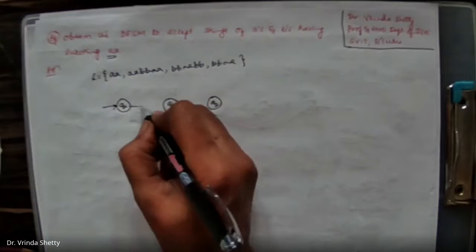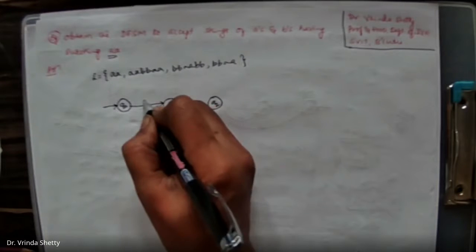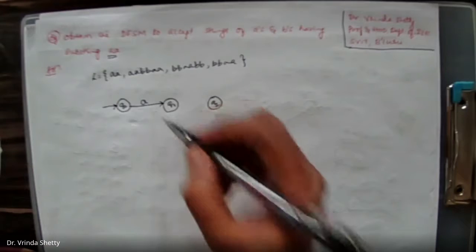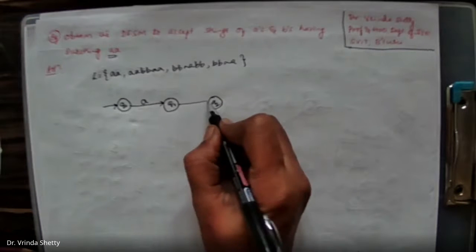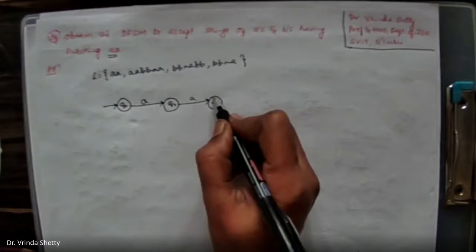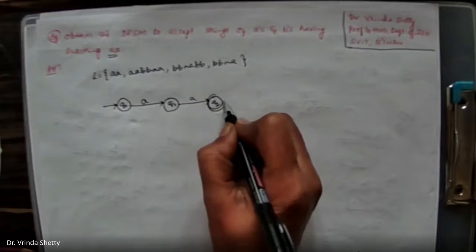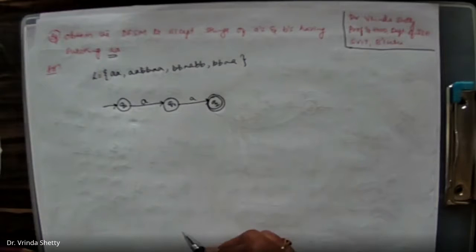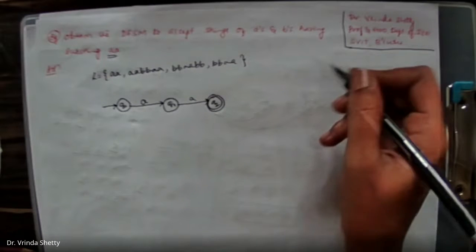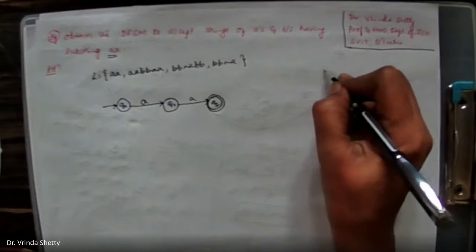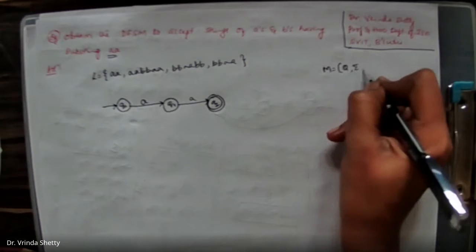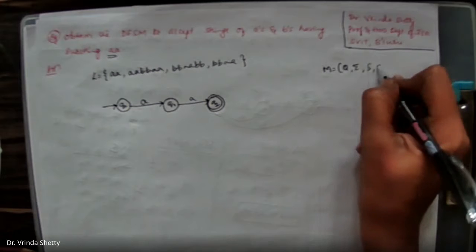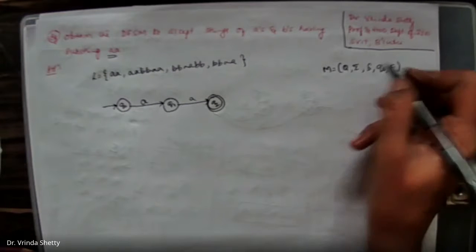So Q naught on A goes to Q1. One A it should not accept, so it is going to a non-final state. Two A's it should accept, so we'll make this a final state. Now, let's write the 5 tuples of our machine, M is equal to Q, sigma, delta, Q naught, F.